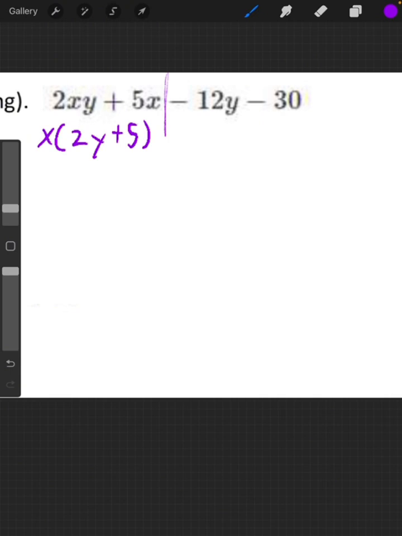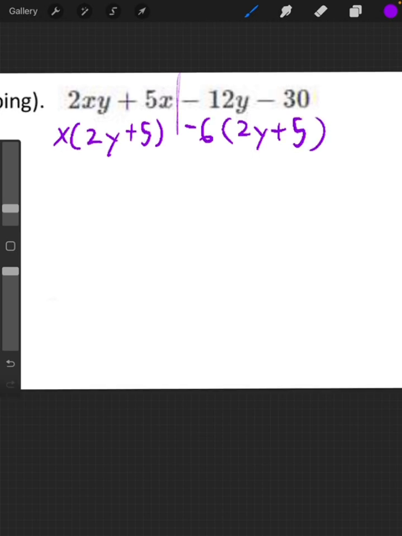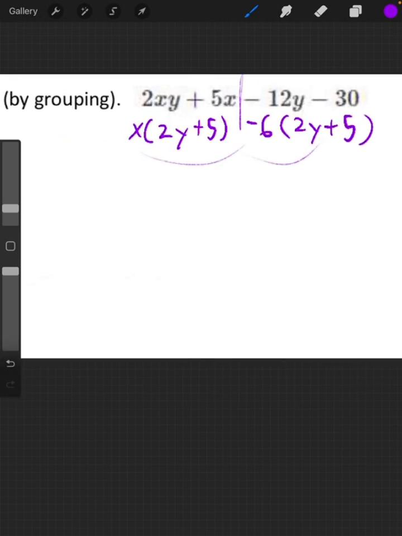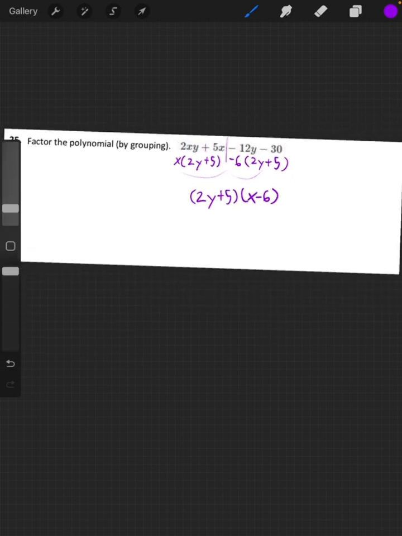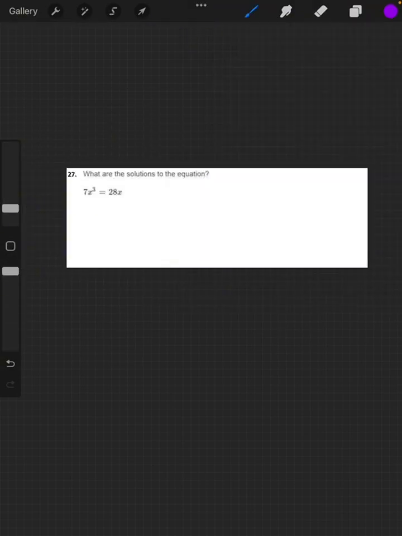Hold on. 6. We could take out 6. Or we could take out negative 6, actually, which would leave us with 2y, and since we took out the negative, it would be positive 5. So there, we have those two, and then we need to combine these two. So we have 2y plus 5 times x minus 6. There we go. And we have one last one.